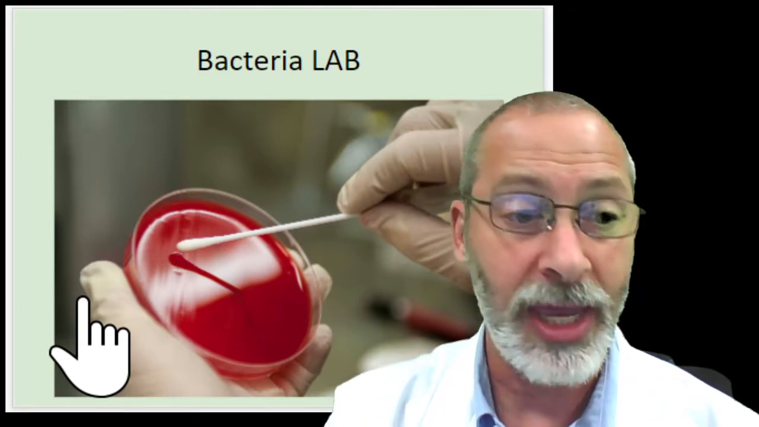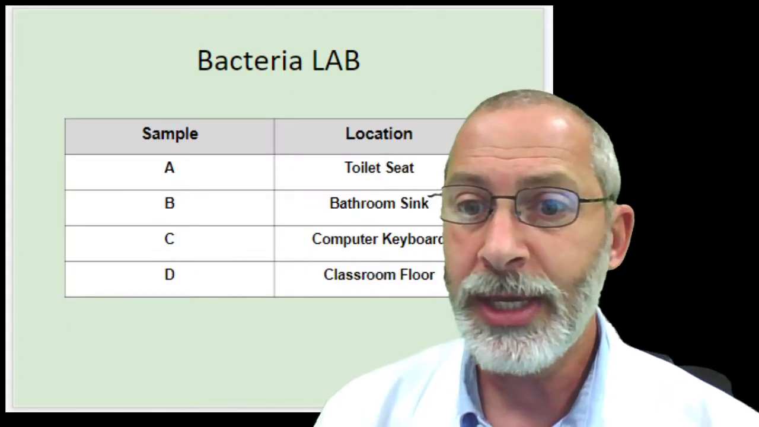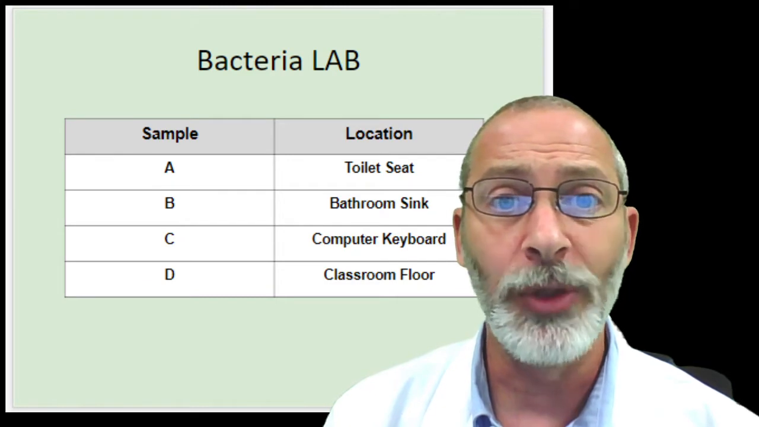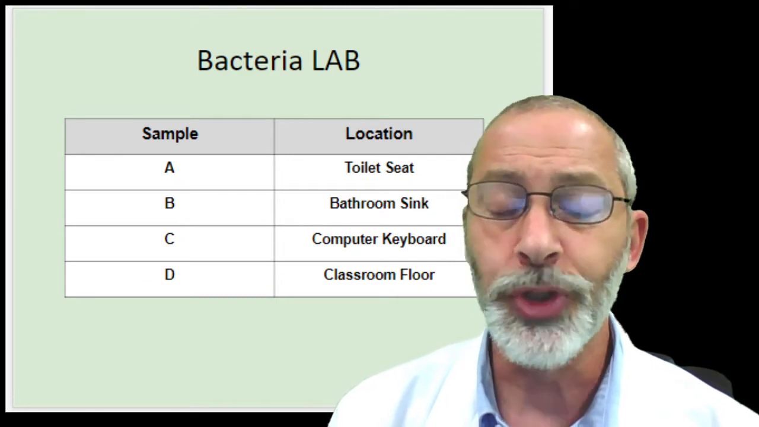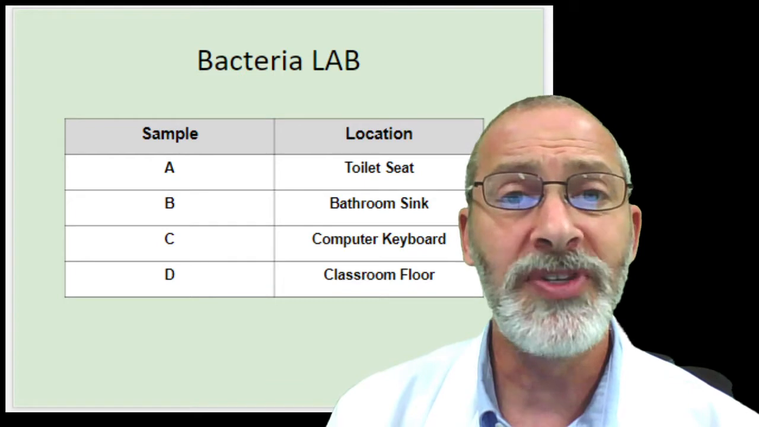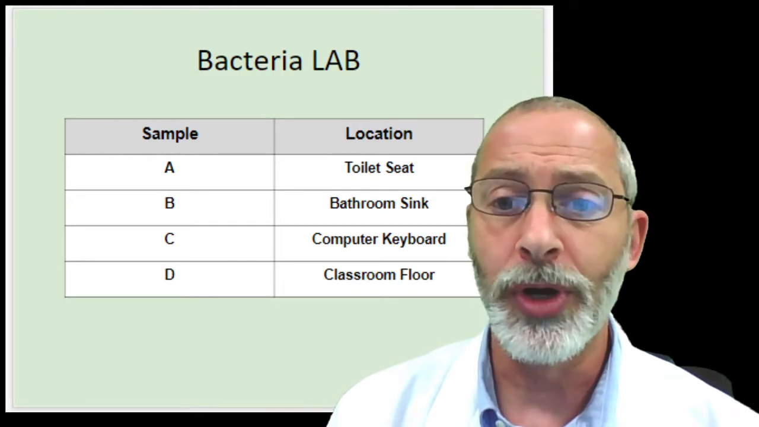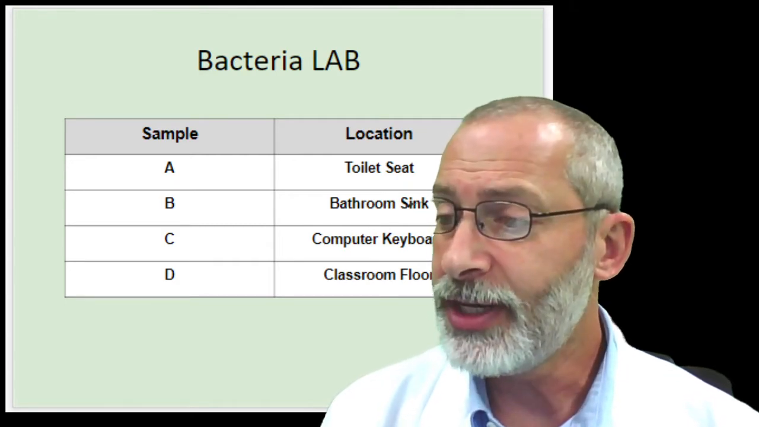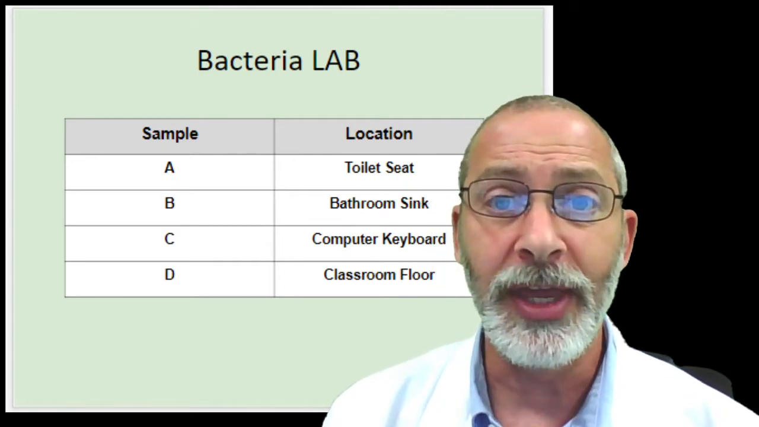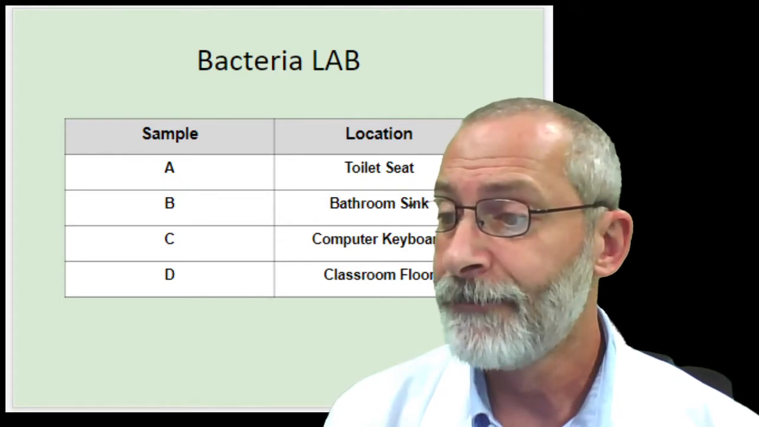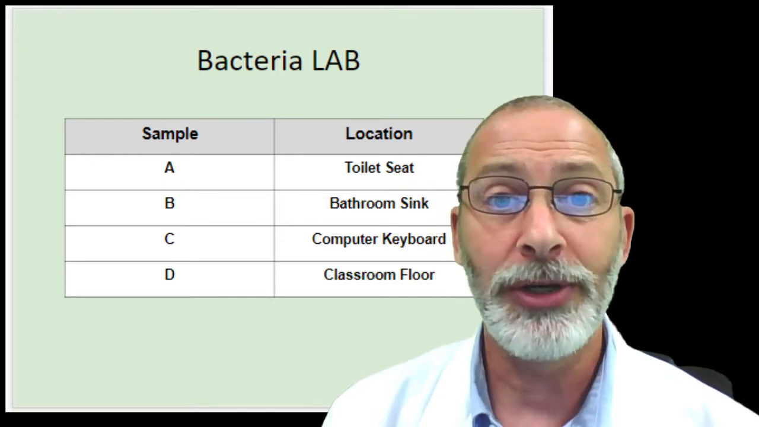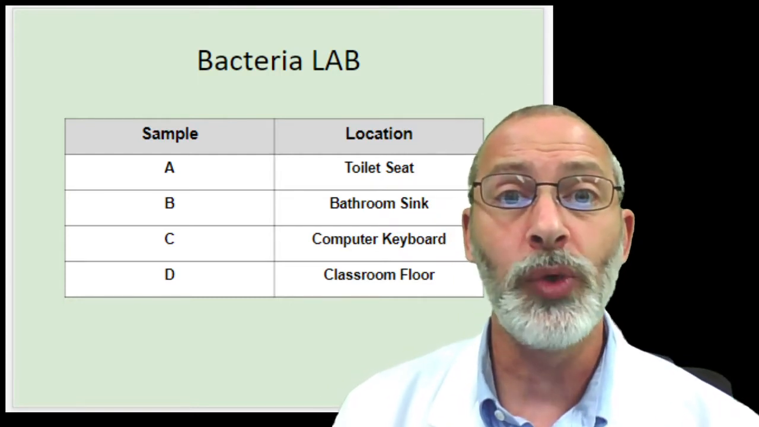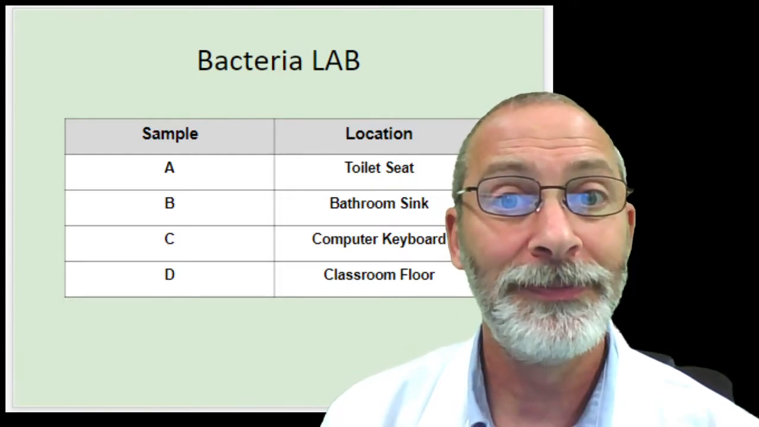Now, obviously, we're in a modified situation here currently, and so I am going to give you 4 locations here. So in your lab, I would like you to consider the 4 following places: the toilet seat, the bathroom sink, the computer keyboard, or the classroom floor. Which of these 4 locations do you think would support the greatest population of bacteria and why? Don't say it out loud, but take a moment to write your hypothesis.